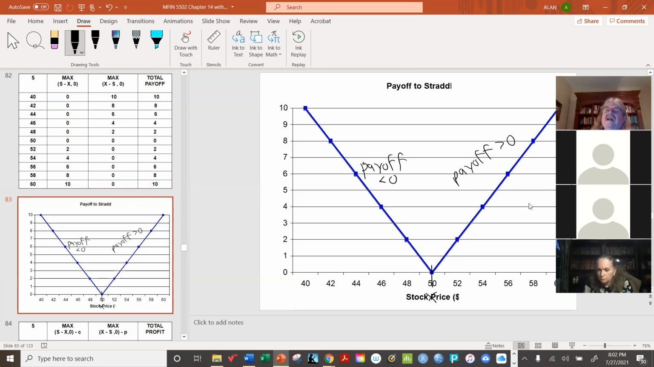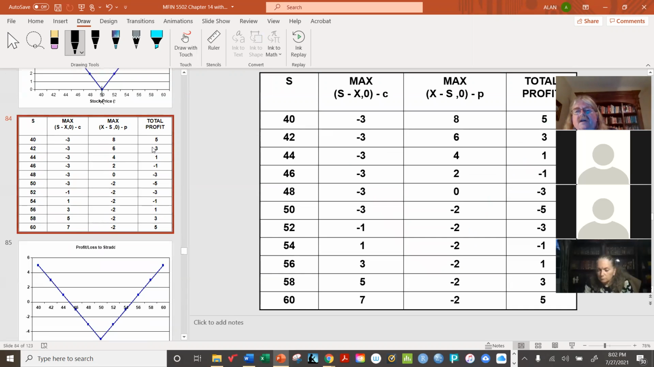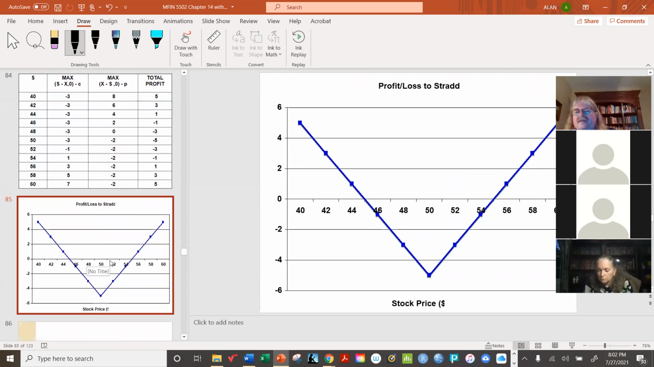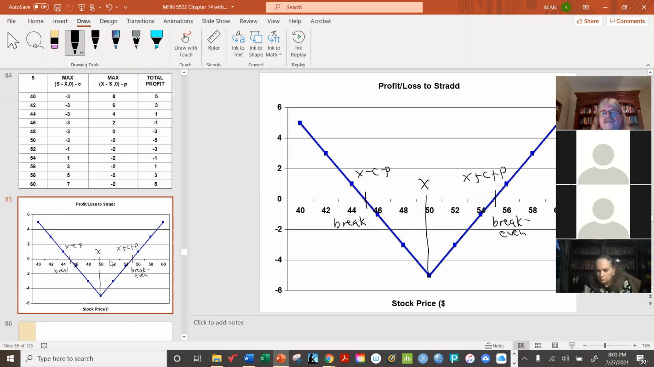Now, of course, what we still have to take into account is the fact that this is a pretty pricey position. So let's introduce the cost of the two options, $5, adjust the profits, or at least compare these with the payoffs. And now look what happens. Okay, so here's the strike. Now here we have X plus C plus P. And here we have X minus C minus P. These are the two break-even points. Either one of them will bring us to zero. After that, we have a positive profit.